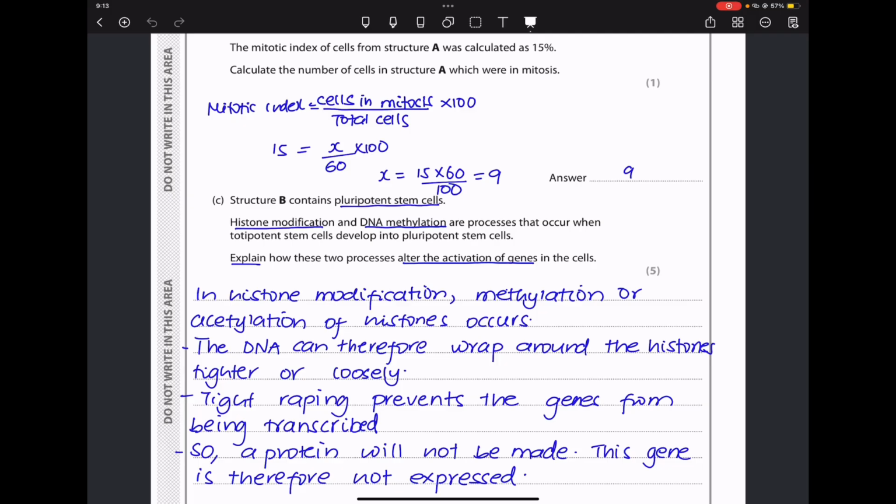Histone modification and DNA methylation are processes that occur when totipotent stem cells develop into pluripotent stem cells. Explain how these processes alter activation of genes in the cells. DNA methylation adds methyl groups onto DNA, making it less available for transcription. And histone modification includes acetylation as well as methylation. In acetylation, acetyl groups are added, and then in methylation, methyl groups are added.